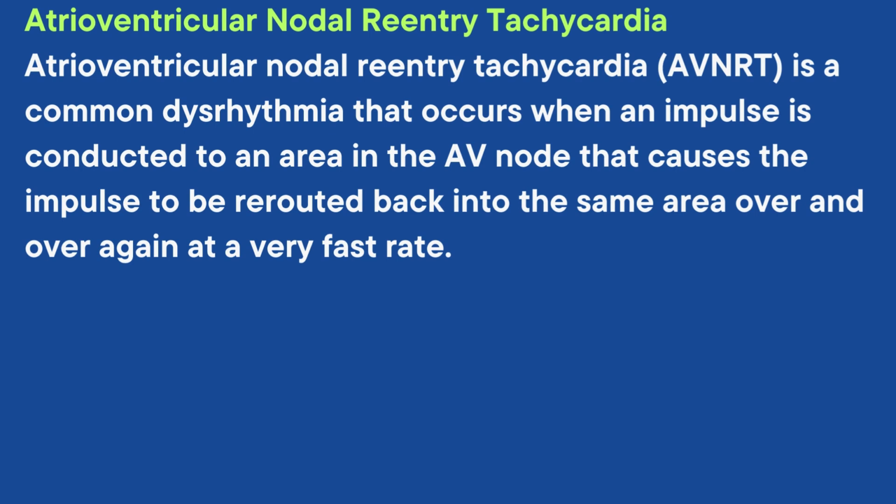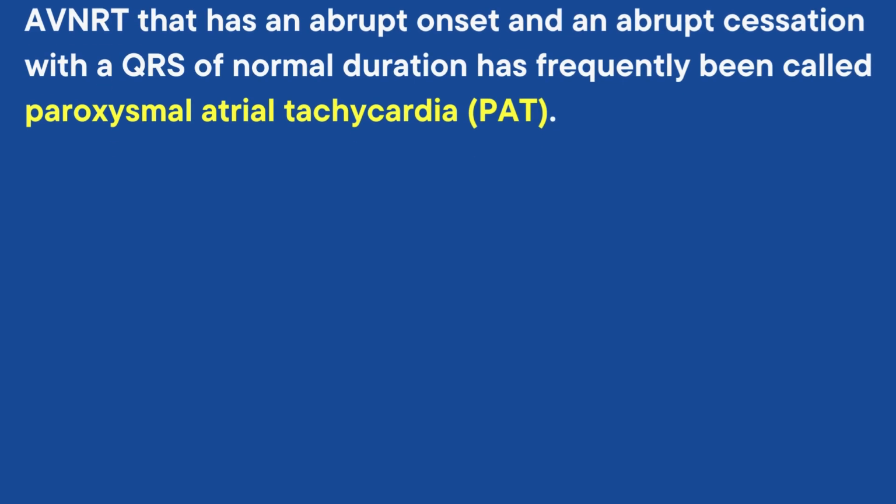Atrioventricular nodal reentry tachycardia, or AVNRT, is a common dysrhythmia that occurs when an impulse is conducted to an area in the AV node that causes the impulse to be rerouted back into the same area over and over again at a very fast rate. Each time the impulse is conducted through this area, it is also conducted down into the ventricle, causing a fast ventricular rate. AVNRT that has an abrupt onset and an abrupt cessation with a QRS of normal duration has frequently been called paroxysmal atrial tachycardia.